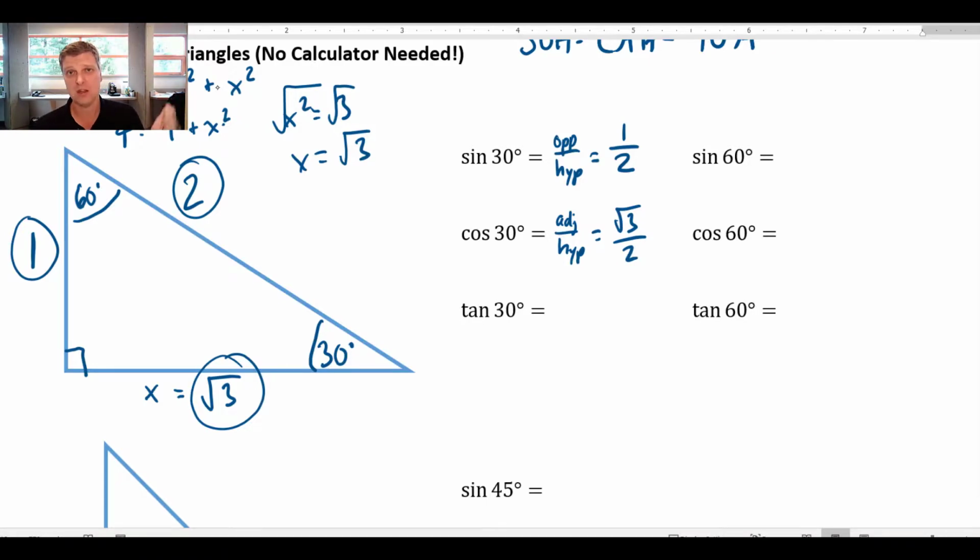Now you can put that in your calculator and you get a big messy irrational number. But that's fine as is. You can leave it like that. And the tan is just going to be opposite over adjacent, which means it's just going to be 1 over root 3.